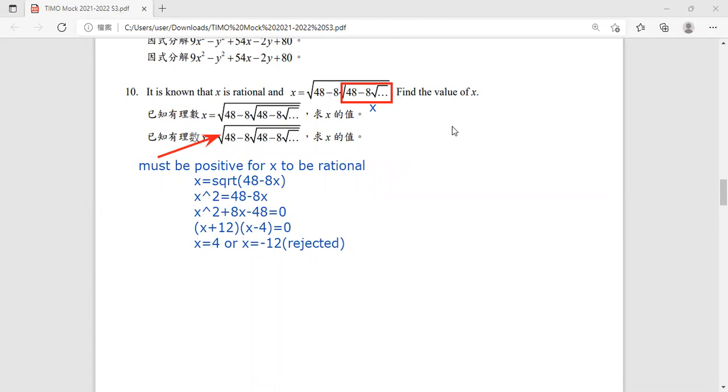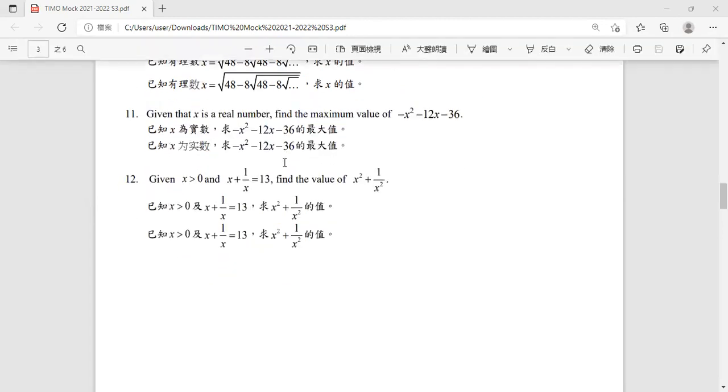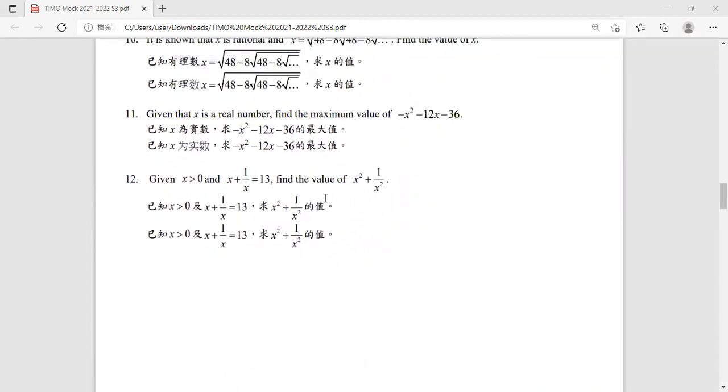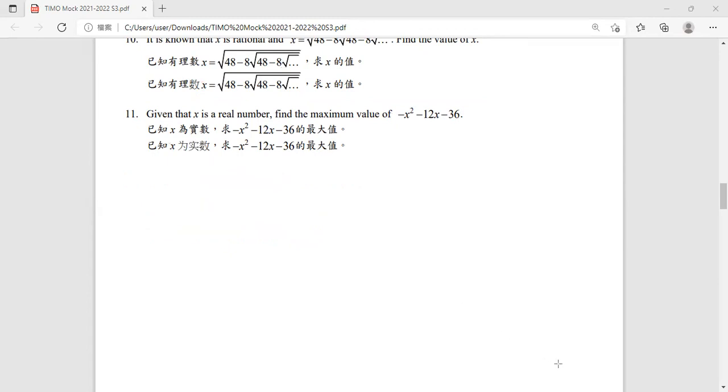Any questions? Okay, no question. Next one, 11. Given that x is a real number, find the maximum value of negative x squared minus 12x minus 36. I think this one is fairly straightforward. I don't think it's easy, but it's straightforward, because you take the method and you finish it.